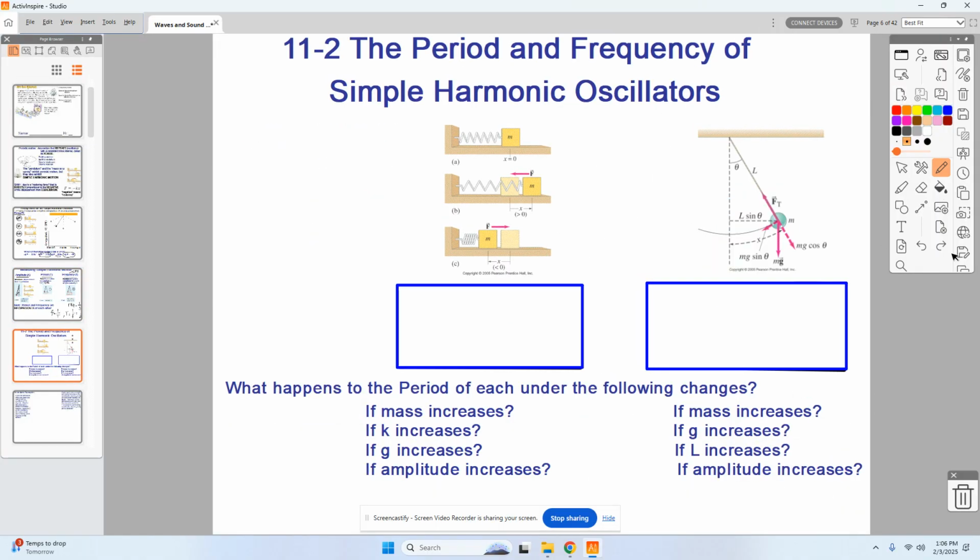Okay, I'm going to give you some equations for simple harmonic oscillators. The ones on Friday that I went through with you were the mass on a spring. And we did not do the pendulum. We're going to start looking at the pendulum now as an oscillator.